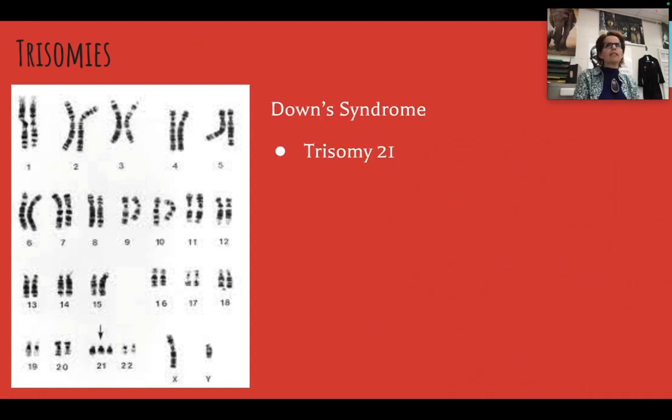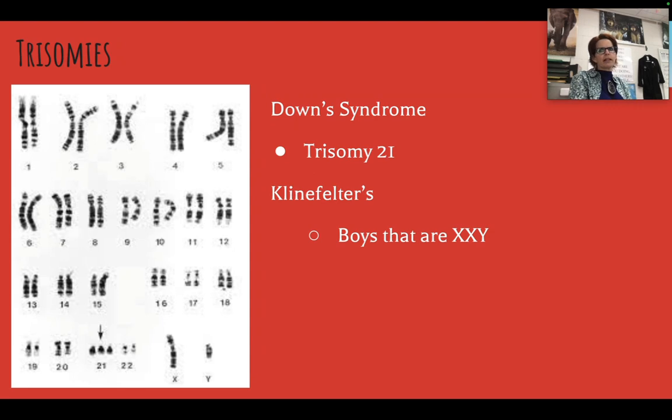So the trisomies that we learned about were Down syndrome and Klinefelter's. Those are boys that are XXY, so they got an extra X. Non-disjunction happened with the X chromosomes. And then Turner syndrome is X empty set, or XO. That means that one of the sperm or egg did not have one of the sex chromosomes in it.